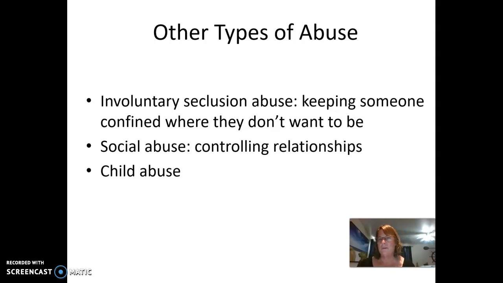Child abuse, of course, we think of elder abuse as abuse to our elder population, usually over the age of 65, where child abuse is going to be, of course, care to a child that's not being done.